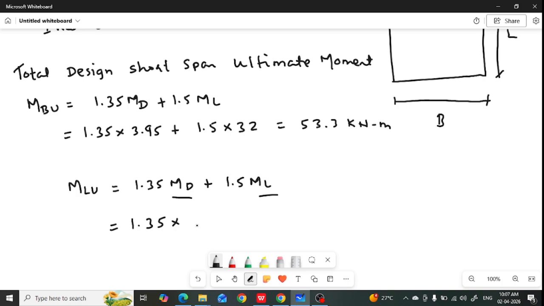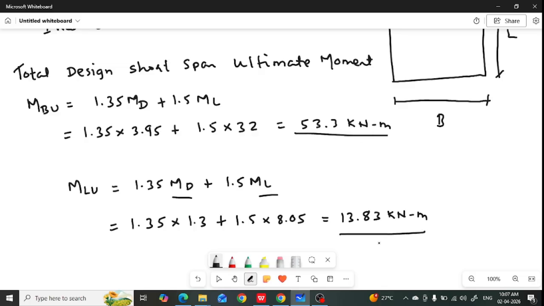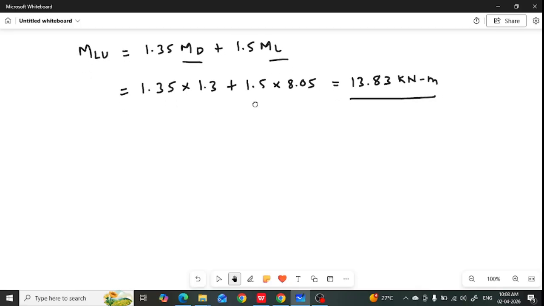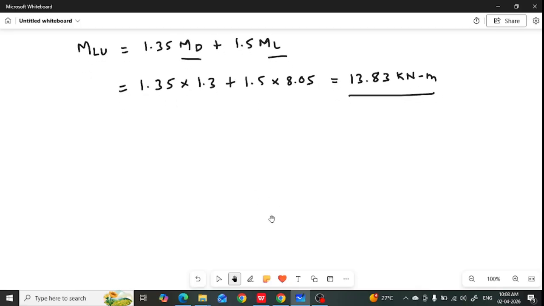Okay, so we have those values. 1.35 into MD is 1.3 plus 1.5 ML is 8.05, equal to 13.83 kilonewton meter. So you got the ultimate design moment. Now you can take this moment and design the section. Okay, we also have to find the total design ultimate shear.